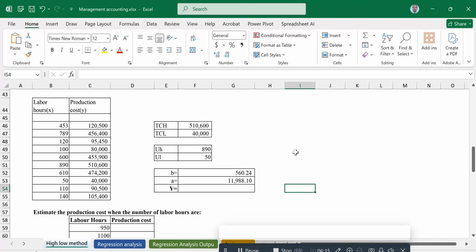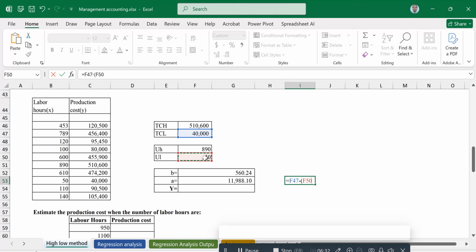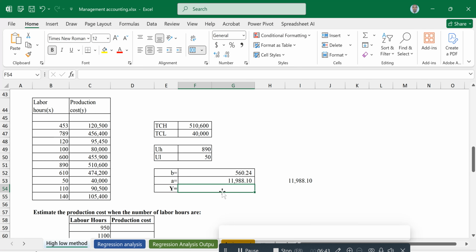If you go for the lowest level, you use the lowest level to get the fixed cost. That will be equal sign, the total cost at low minus, open bracket, the number of units at low times the variable cost per unit, close bracket, enter. That is 11,988, same as the other one. The equation will be as follows.